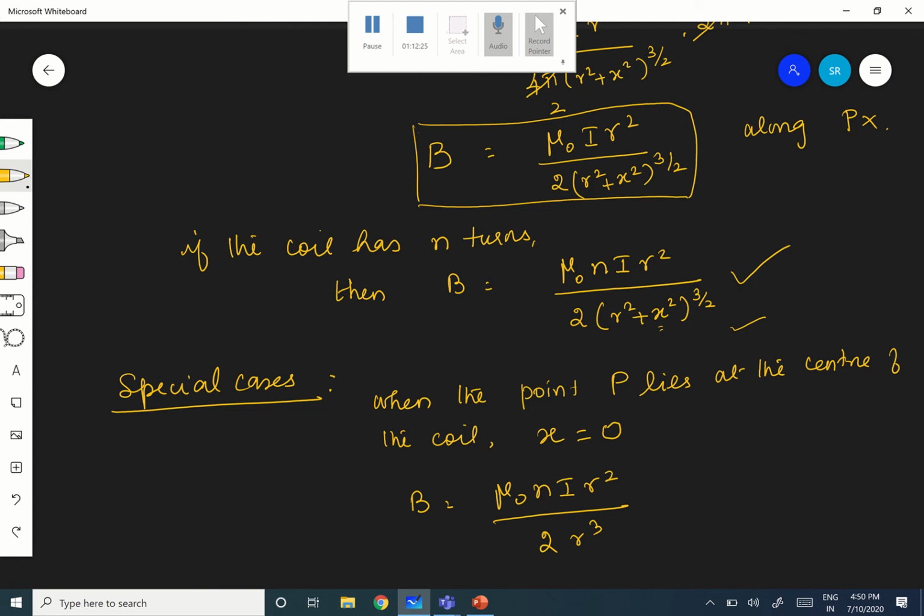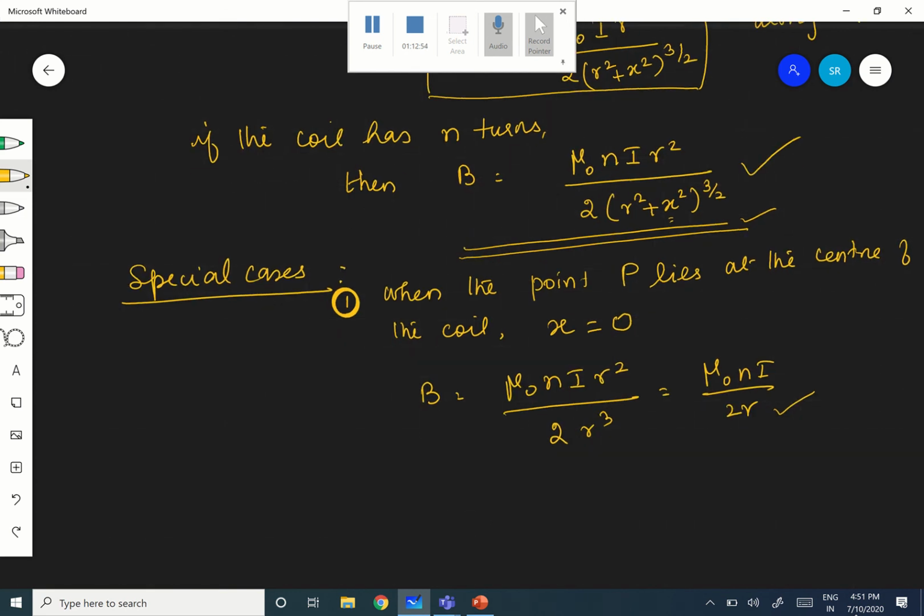Why x is 0? Because P and O are coinciding when the point P lies at the center. Therefore you will be getting mu naught n I by 2r. That is what we have found out in the previous case: field at the center of the coil is mu naught n I by 2r. Same thing you are getting now. This expression is reduced to this when P is at the center. This is special case number 1.